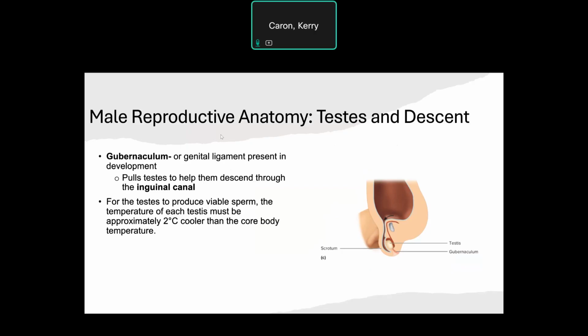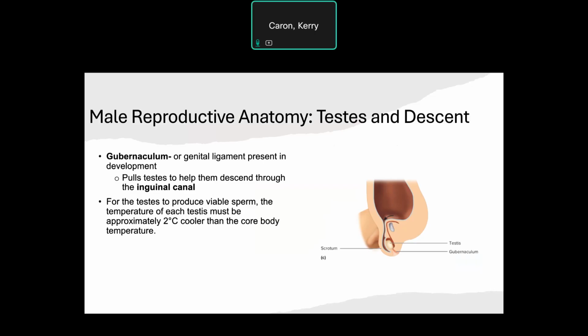So you have male reproductive anatomy outside of the body. The gubernaculum is the ligament that's present in birth, and that ligament pulls the testes, helps them descend through the inguinal canal in the young man's groin, and pulls it downward into the scrotum. If this does not happen correctly, we say that child has an undescended testicle. It never got pulled down.